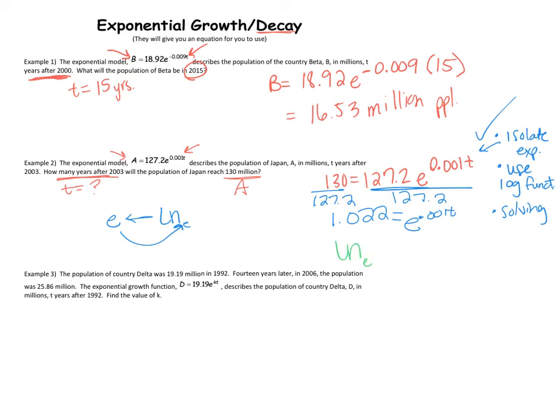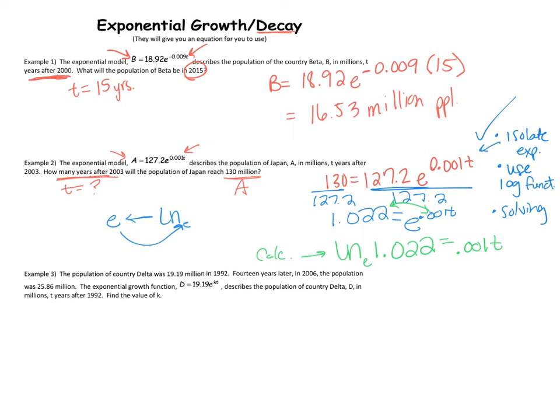I don't need to put the e, but I could. And remember, I'm going to switch these two values. So it's going to be natural log of 1.022 equals 0.001 t. Now, this natural log is a button in the calculator, so I don't need any change of base or anything like that. I'm just going to type that straight into the calculator.